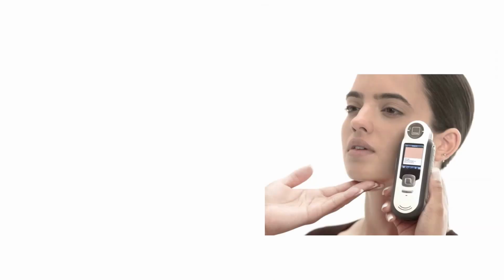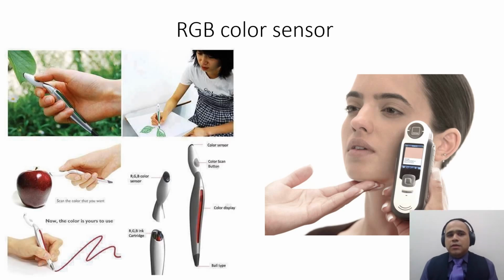Is there any sensor that detects colors? Now, I have seen a special kind of pen: when you connect it to a plant, it can draw the same color, or when you show an apple to it, it can draw the same red color. And even dermatologists and skin specialists use this special device. So what is the sensor inside it? The answer is the RGB color sensor.